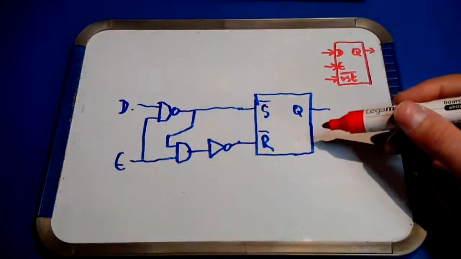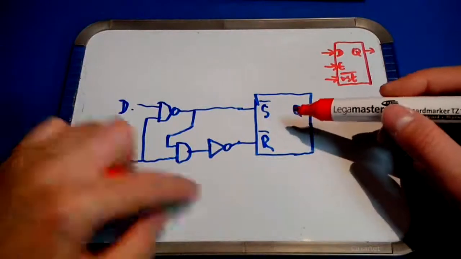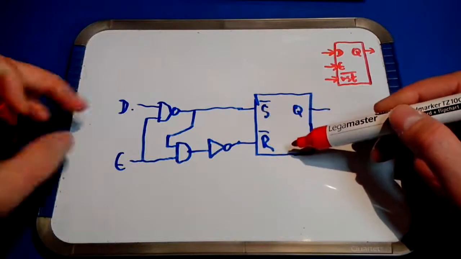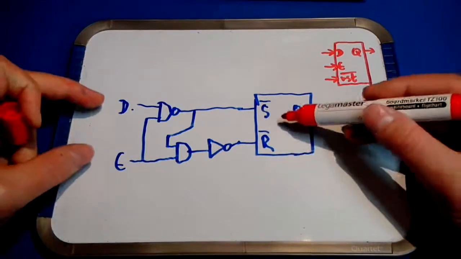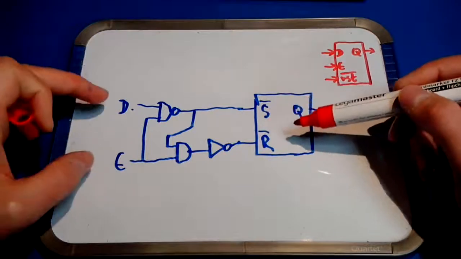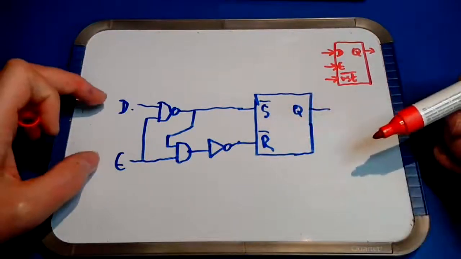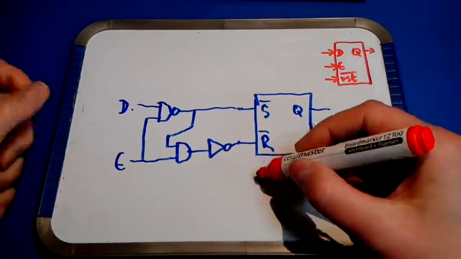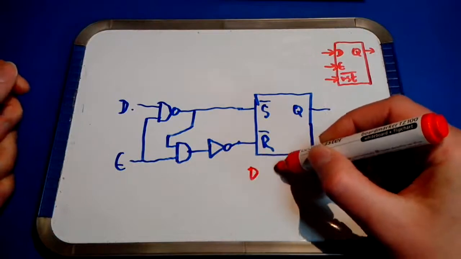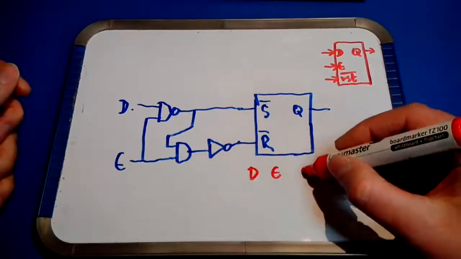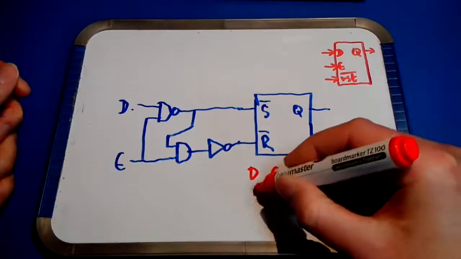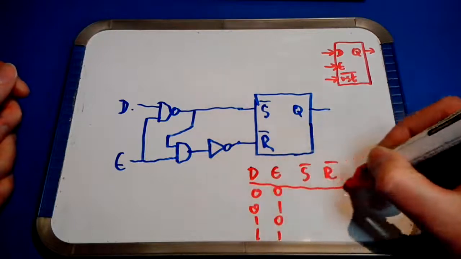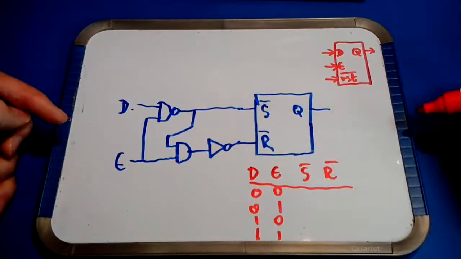Now to see how this works, we can write inputs S and R over bar as a function of D and E. In other words, if we understand the set reset latch, we can see what happens at the set reset latch input for each state of D and E, the data input and the enable input. Let's write the inputs in a truth table and take a look.